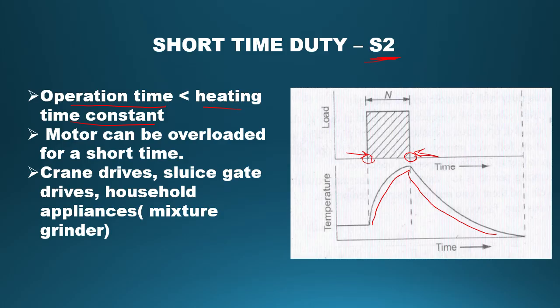We also know that there is a time lag between losses of the motor and resulting temperature rise. Therefore, a motor in this duty cycle can be overloaded for a very short time. A good example of such type of motor duty is that used in a mixer grinder. We do not use it for a very long time. We use it and then switch it off.